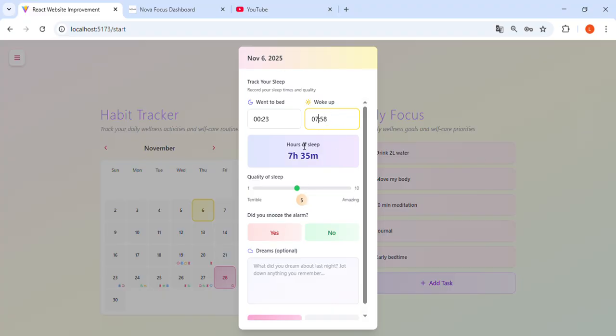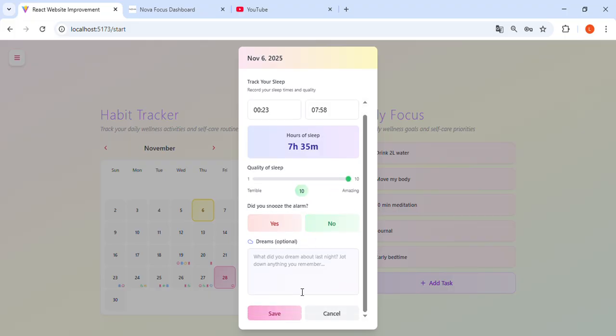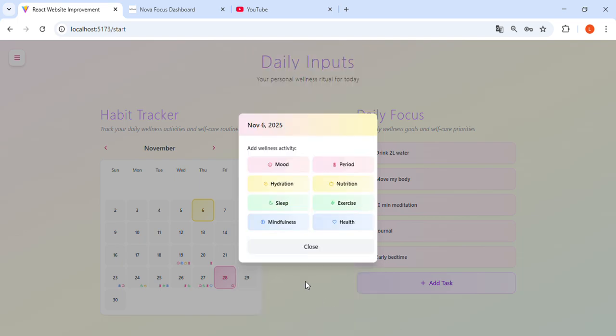Then this would actually calculate it for you. You can indicate the quality of sleep from amazing to terrible, whether you snoozed the alarm or not, and you could also jot down some dreams.